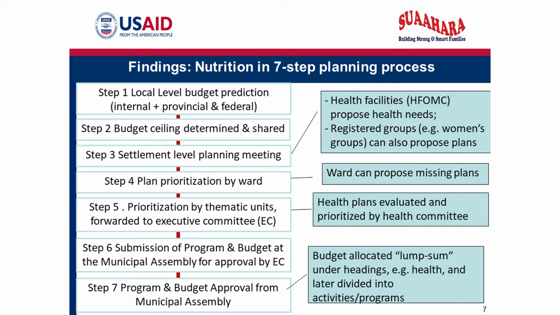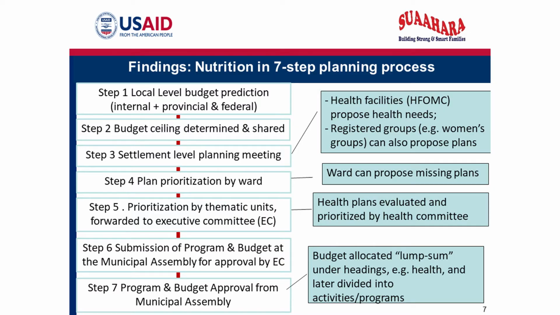After the budget ceiling is determined, the municipality spreads the budget: how much each ward gets, and how much each sectoral unit, the 6 that I showed earlier, is going to get. So it estimates an allocation of budget, and then shares it with different wards. The ward receives a budget ceiling from the municipality.